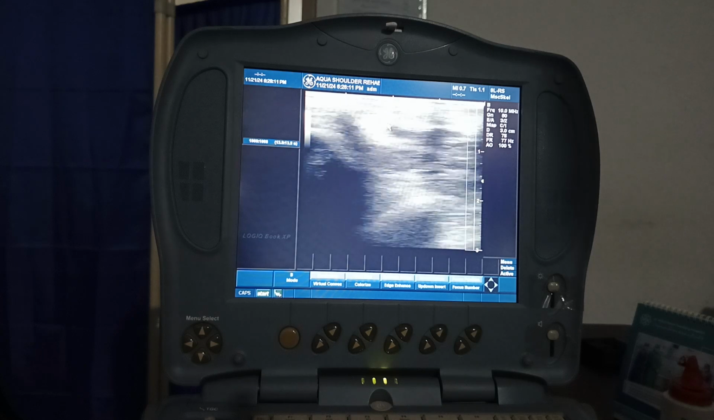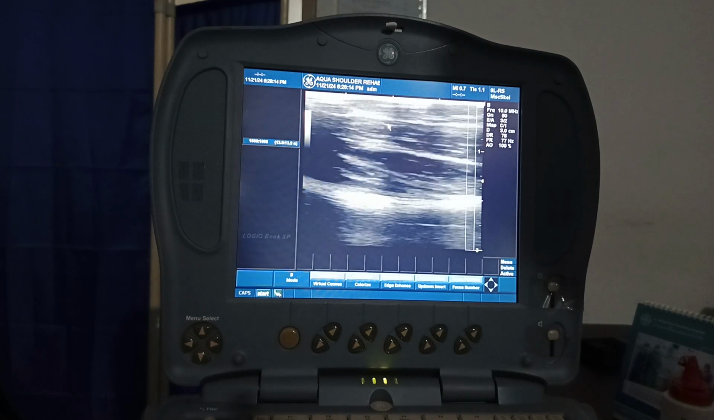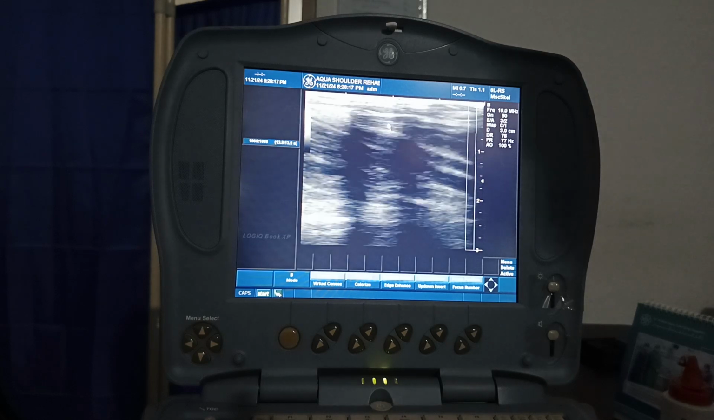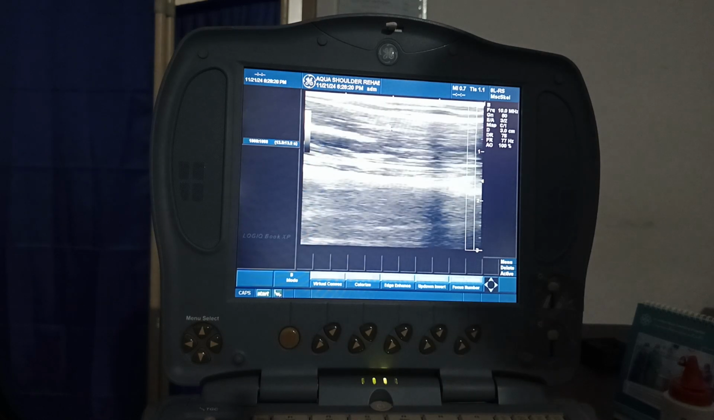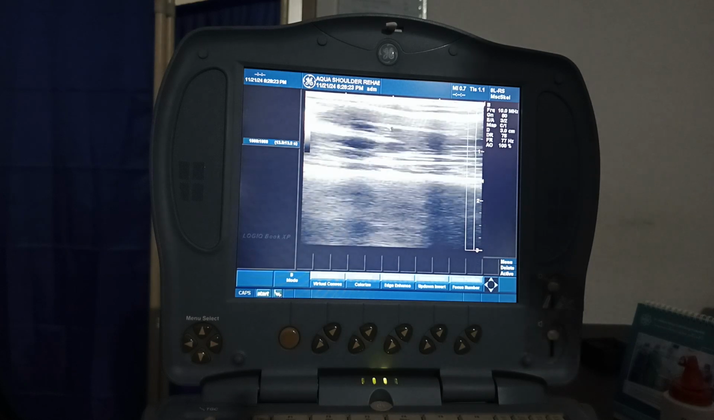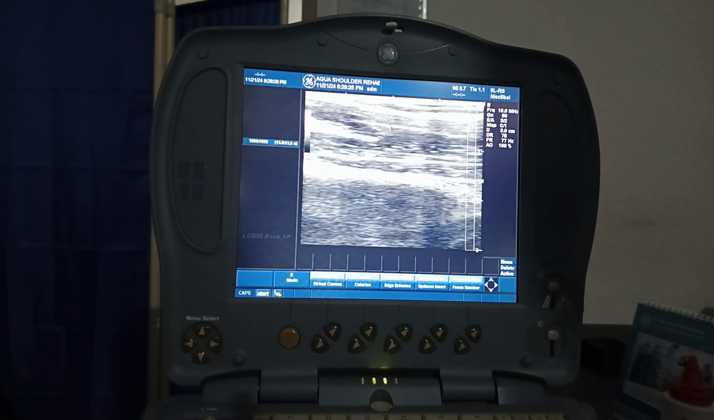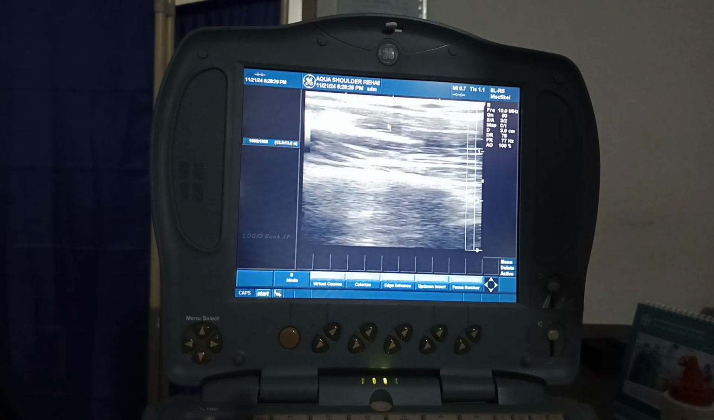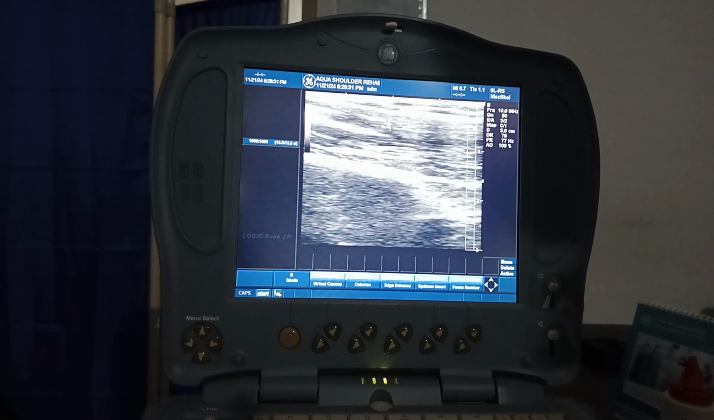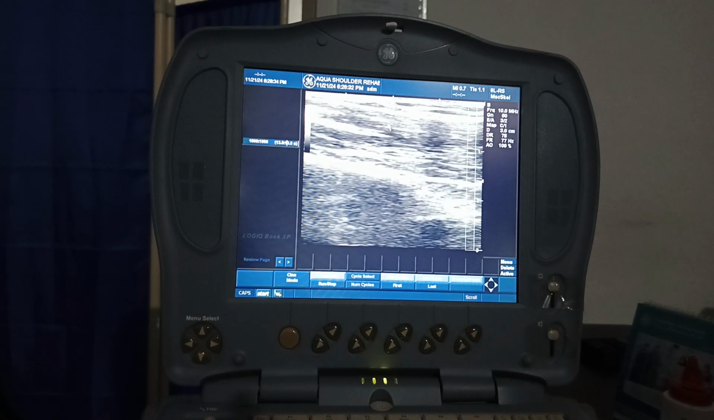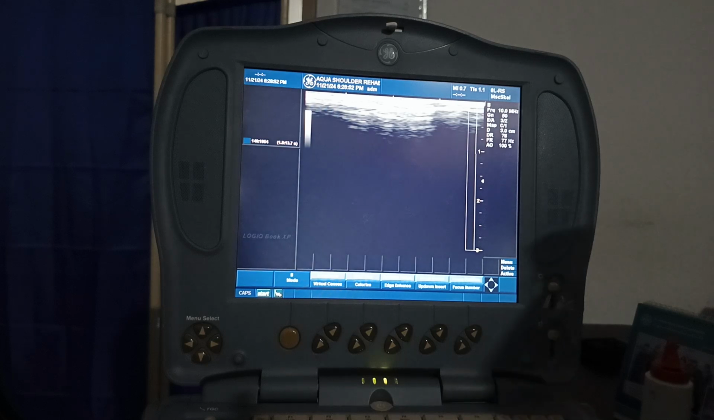Let's try to show you how the tendon appears. There is lack of gel over here. Now the tendon is totally different from the muscle. Now let's change the subject because this becomes a bit difficult. Let's do it on myself. I do have a bit bigger tendon. I'll try to show you the appearance of tendon first in the short axis and then in the long axis.